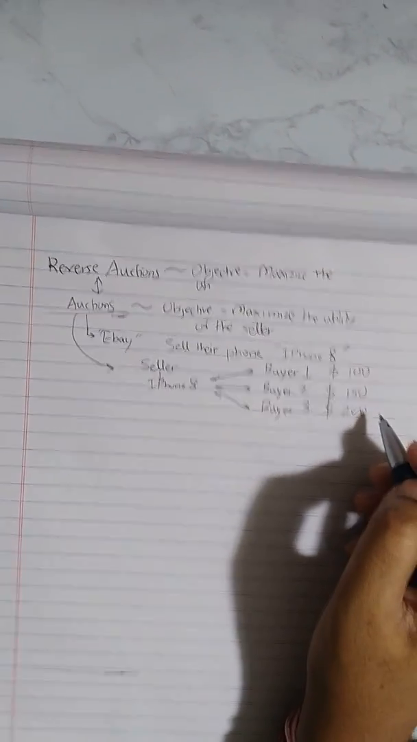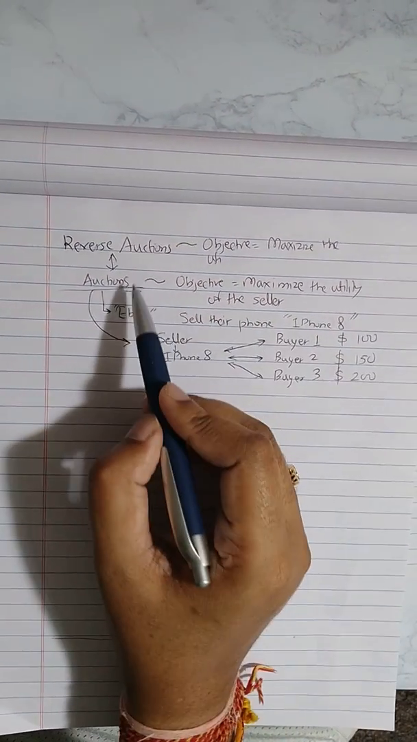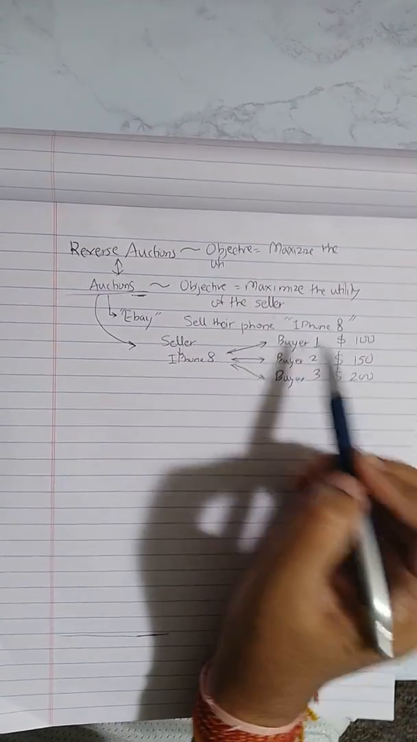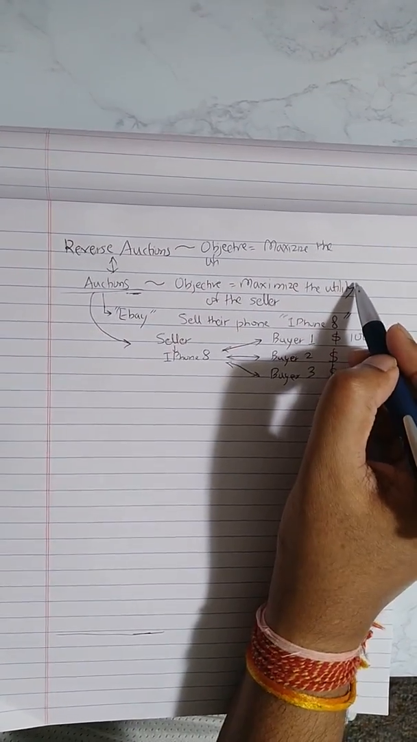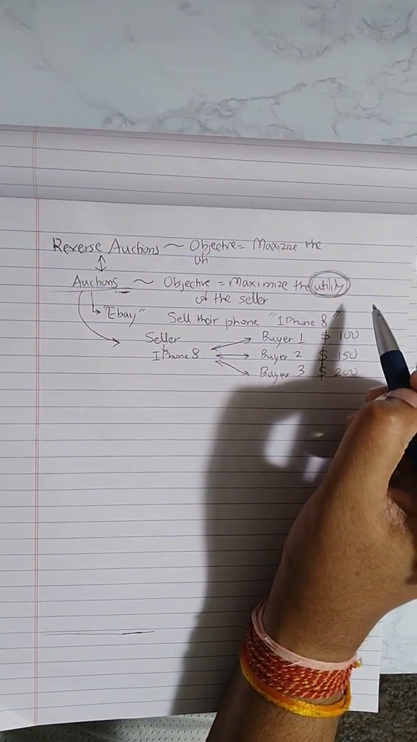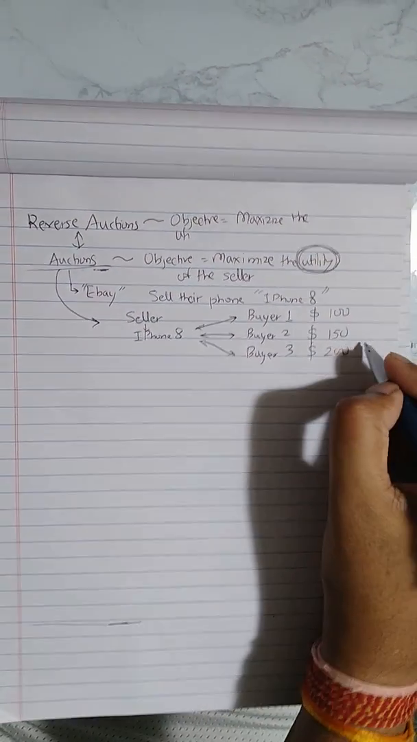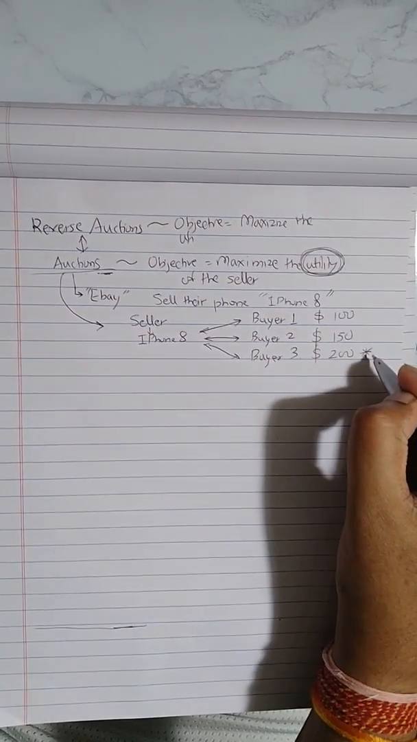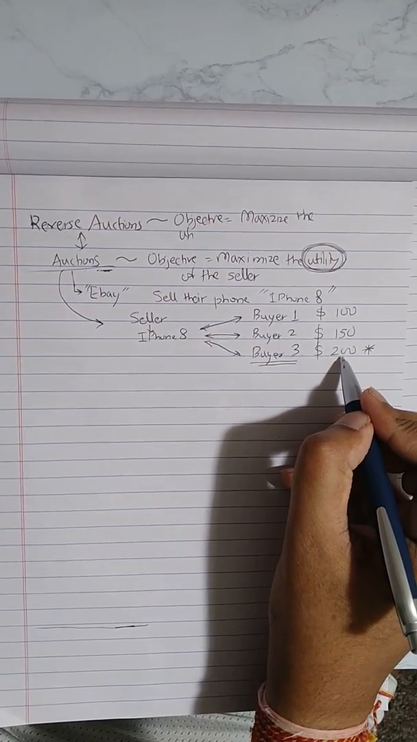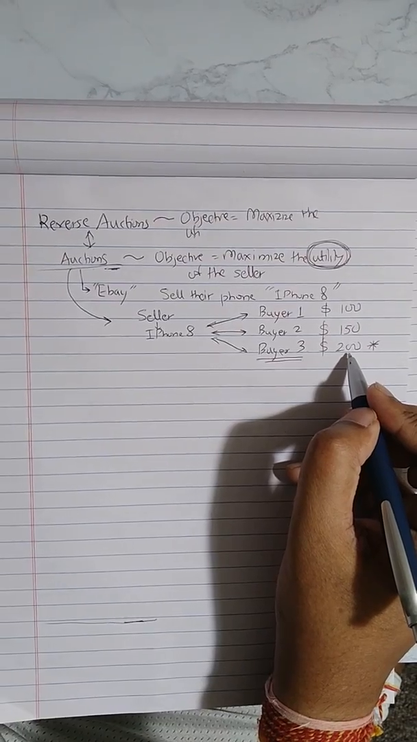So in this toy problem, in an auction, we are looking to maximize the utility of the seller, and in this case the utility is the money that the seller is trying to make from the sale of the product. So we know who the winner of the auction will be. The winner will be buyer 3, because his or her bid is the maximum. For example, here it's $200.